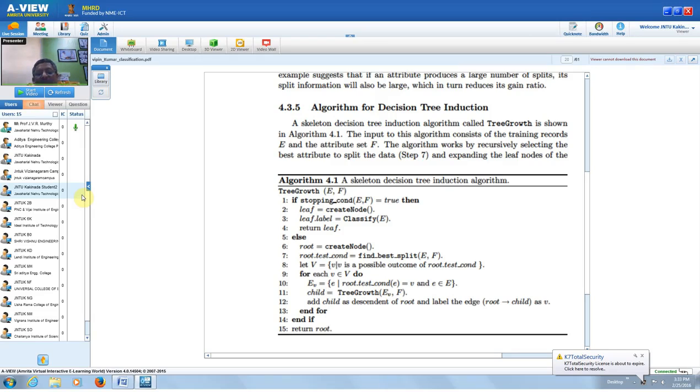What will you do in this else part? You will create a root node. Root is your create node, and the root dot test condition is to find out the best split, E comma F. So you have to find out the best split for the test condition. Root is create node. What does it do? It creates a node for you. You call this root. Then root dot test condition is find the best split.